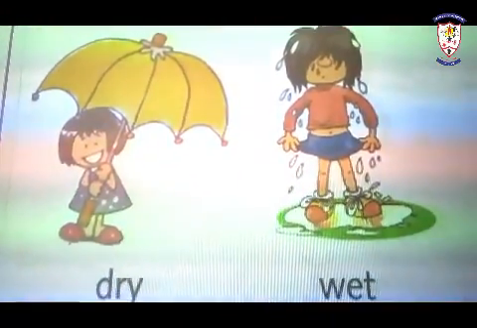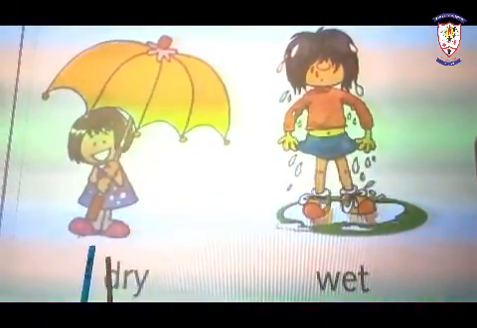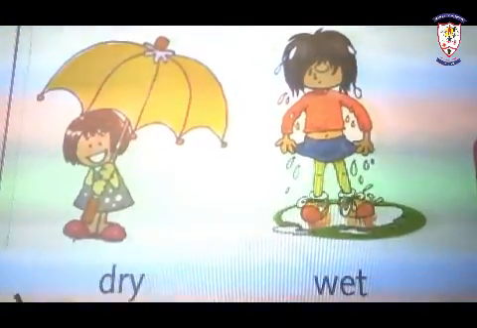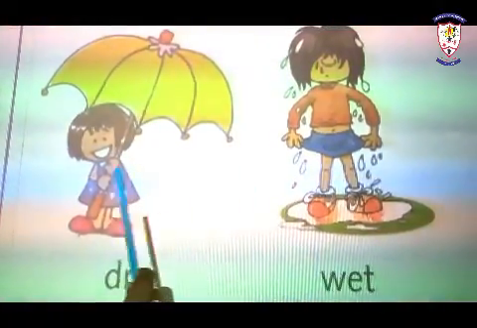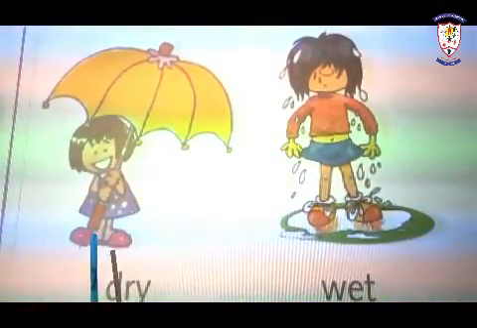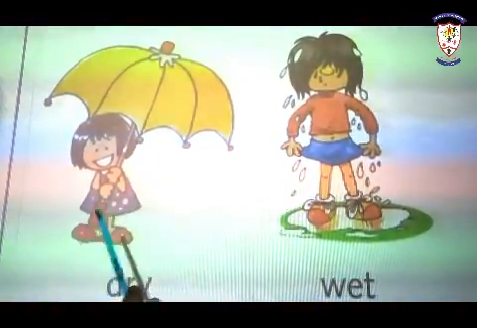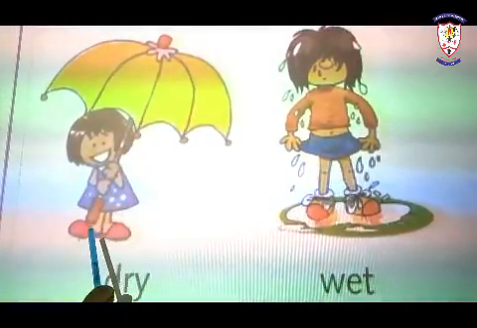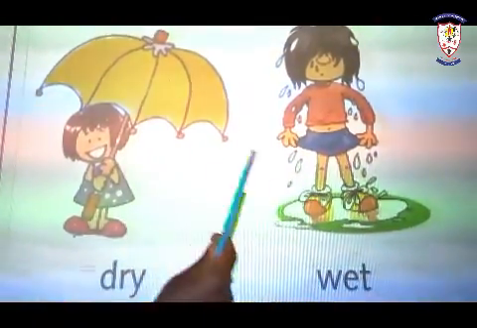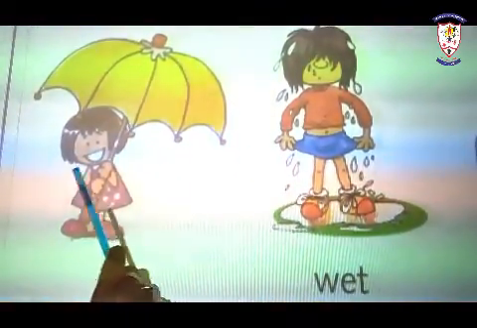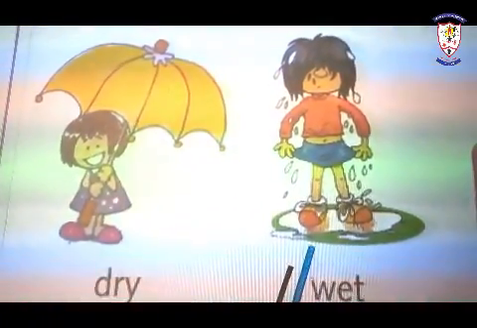Now, look at this picture. Here are two girls. One girl uses an umbrella in the rainy season. And this girl is without an umbrella. So, she is dry and she is wet. Dry, wet. What is the opposite of dry? Wet. Dry, wet. Dry and wet.